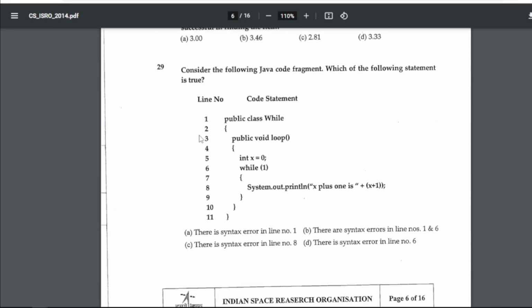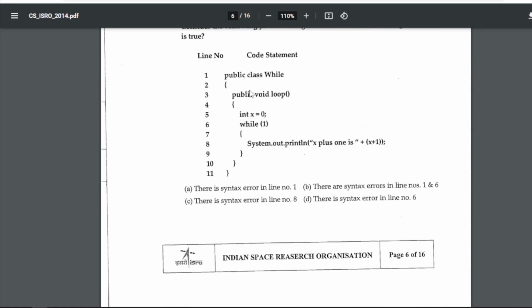Now question number 29 is: consider the following Java code fragment. Which of the following statements is true? So here you can see this is the Java code fragment. Now if you read all these four options, D is true, that is there is a syntax error in line 6. So here you can see basically what happens. Java is case sensitive, right? Always remember that. So while is a valid class name as shown in line 1. Okay, you can see that this is While, right? Because class name always starts with capital letters.